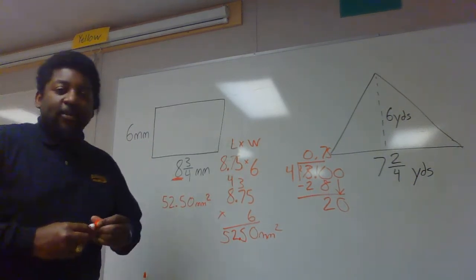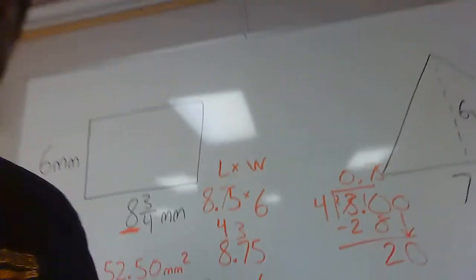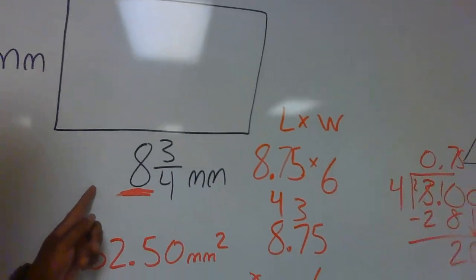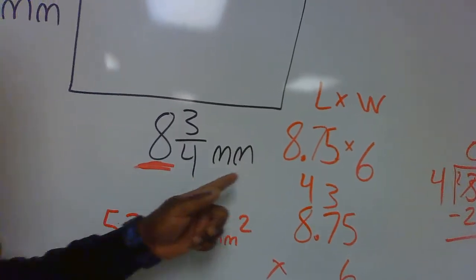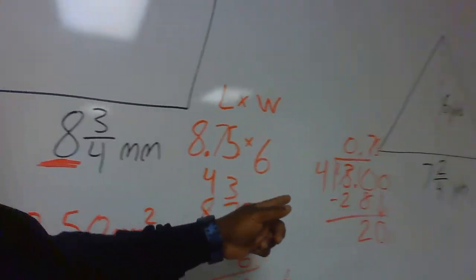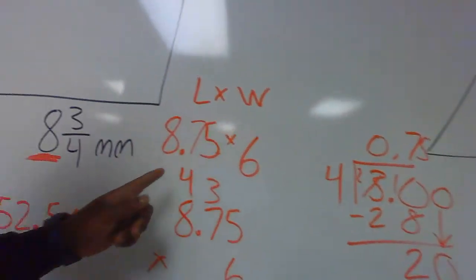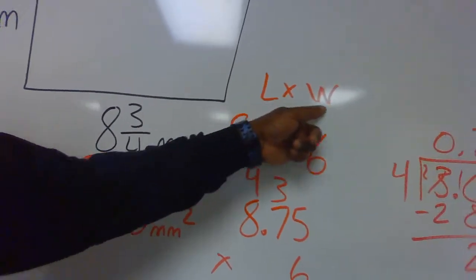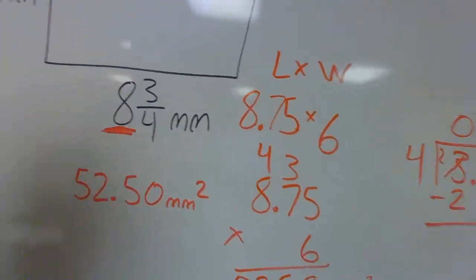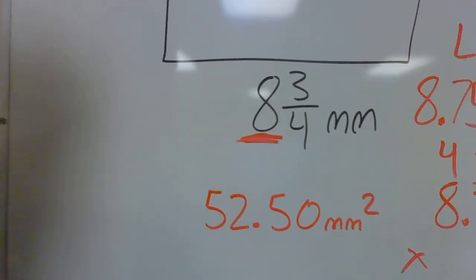Sorry if that's a lot of red on the board there, y'all. But like I said, basically, we started with 8 3/4. We knew 8 was going to be my 8. 3/4 we divided to make 0.75. And then we just did the length times width. 8.75 times 6. That's my answer.